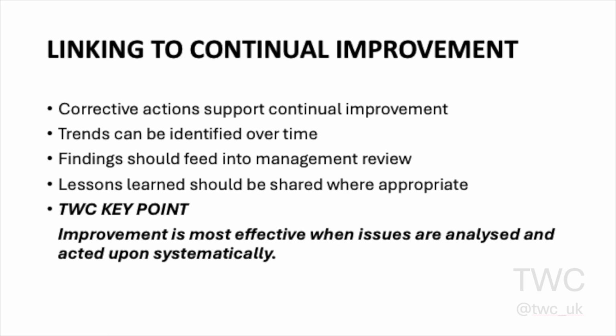Corrective actions are a key component of continual improvement. When issues are properly recorded and investigated, trends can begin to emerge. Those trends may identify opportunities to improve procedures, training arrangements, supervision, documentation systems, or quality controls. Information generated through corrective actions can also support management review activities and help determine future improvement priorities. This demonstrates how different elements of a quality management system work together to support compliance and improvement.